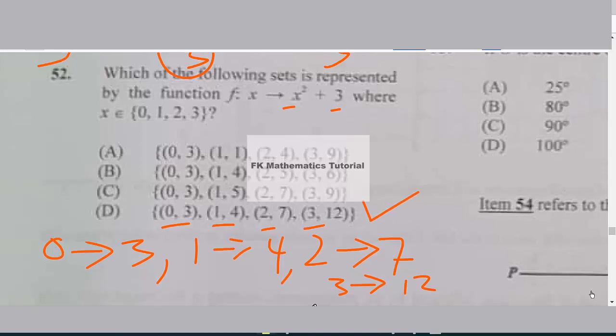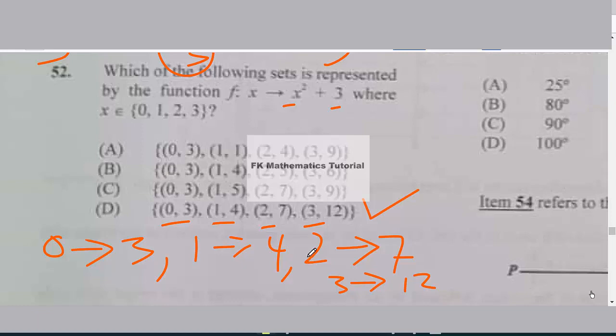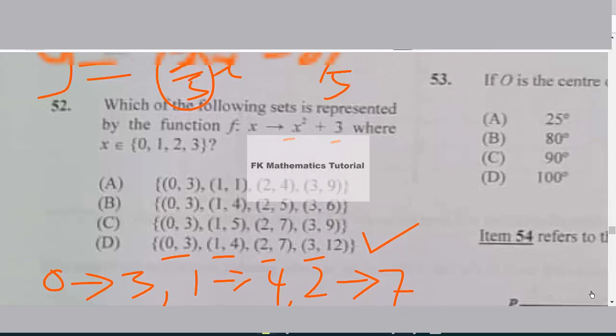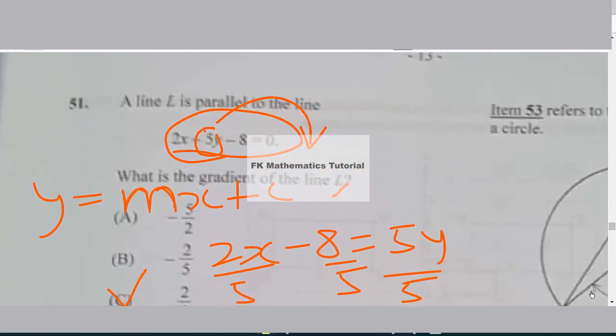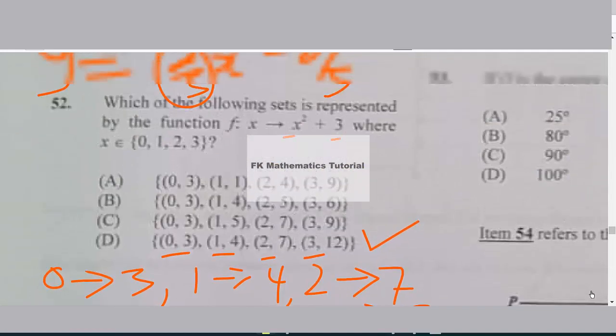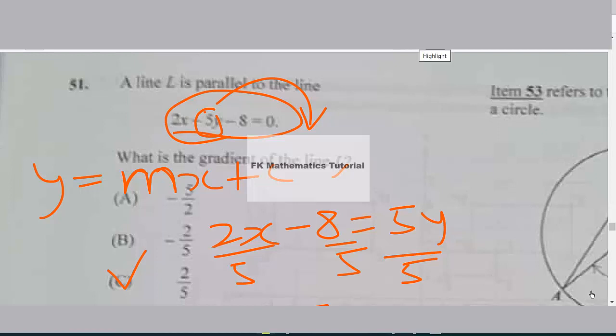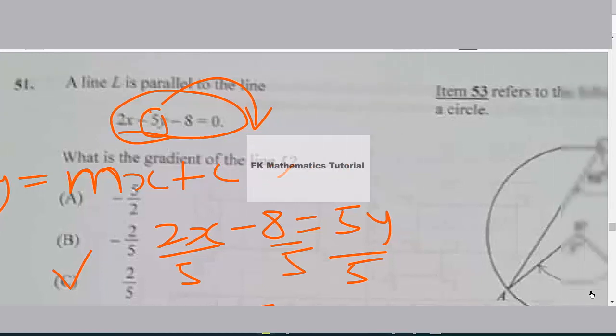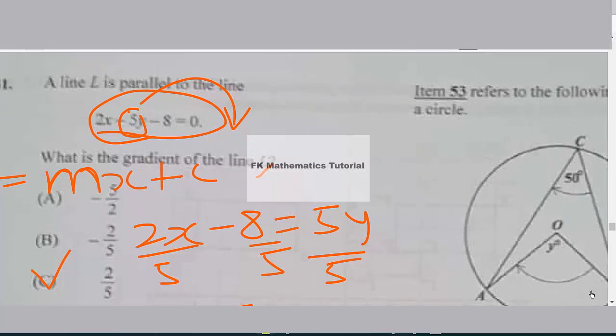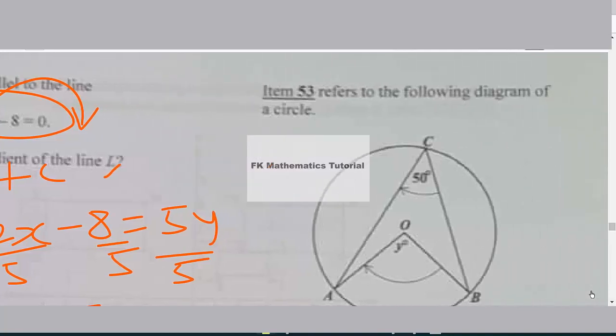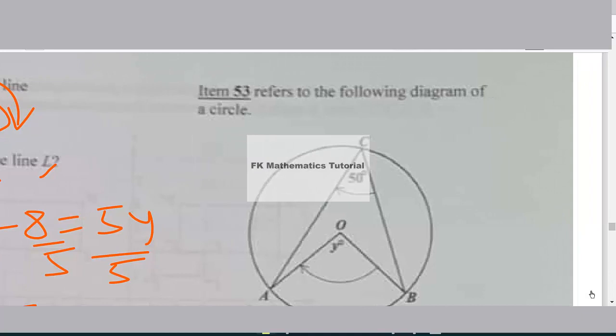Let's look at number 53. Item 53 refers to the following diagram of a circle.